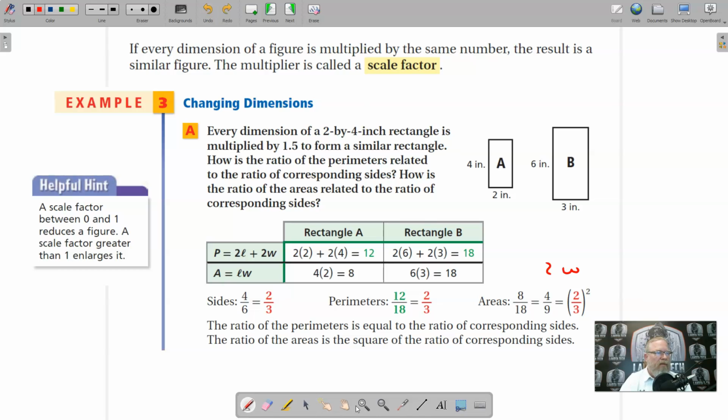So the ratio of the perimeters is equal to the ratio of the corresponding sides, and the ratio of the areas is the square of the ratio of the corresponding sides. Also, helpful hint, a scale factor between 0 and 1 reduces a figure, making it smaller, and a scale factor greater than 1 enlarges it.